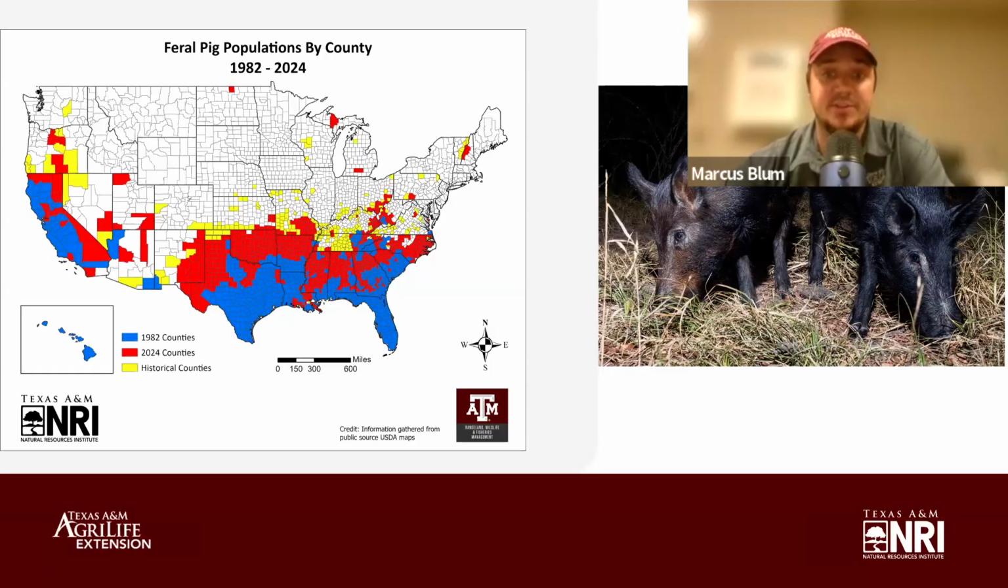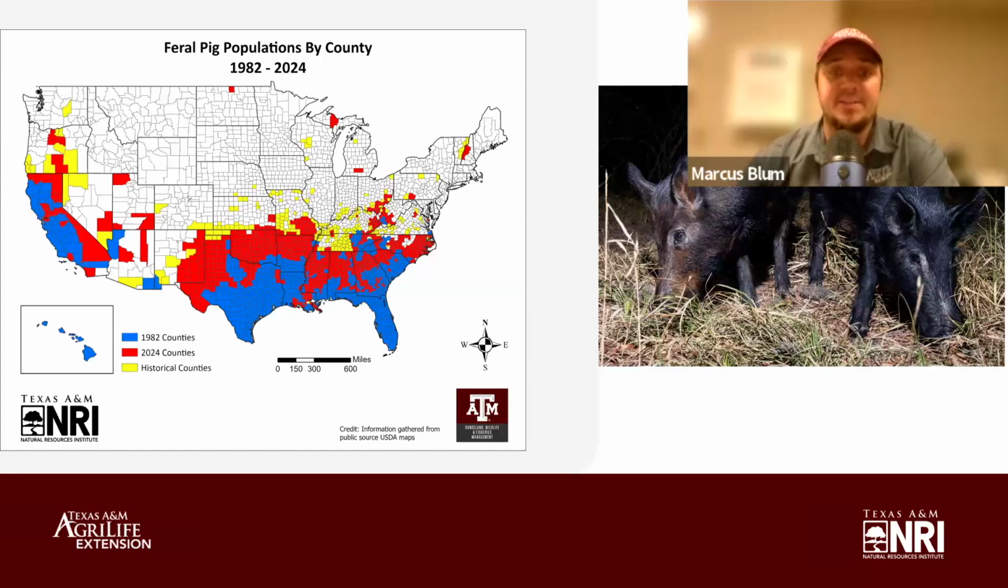Over time, through interbreeding between escaped domestic pigs and wild boar, the hybrid populations that were created as a result are capable of thriving in a wide range of ecosystems, from the coastal marshes of the southeast to the oak woodlands of California.